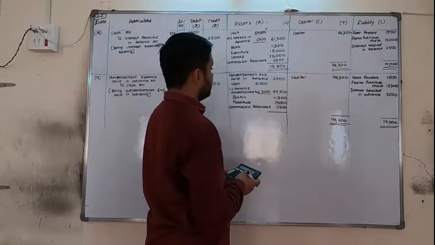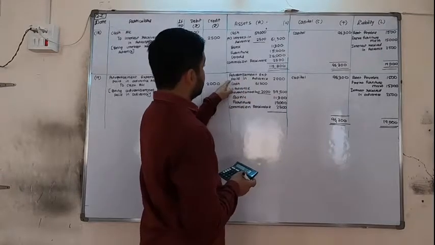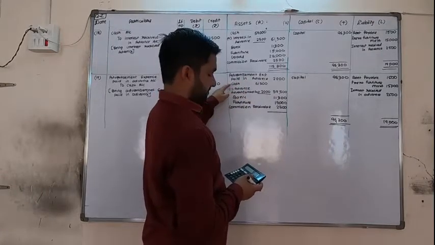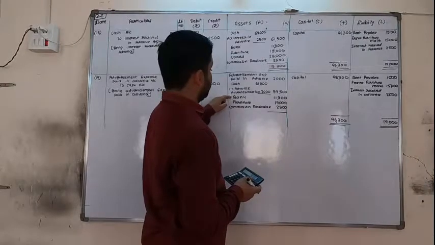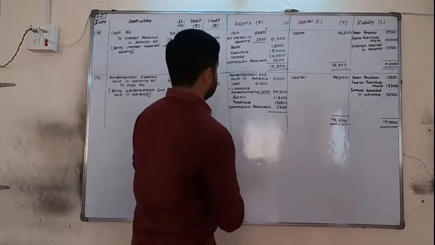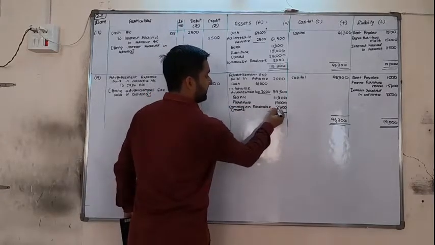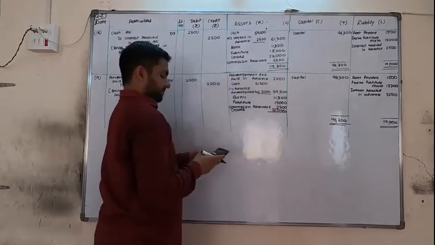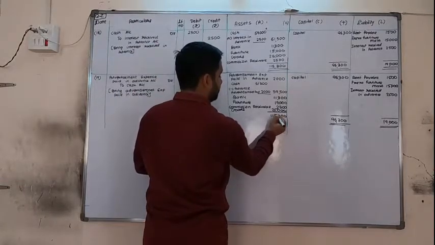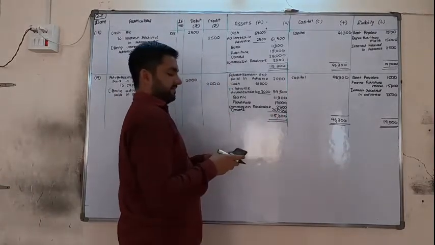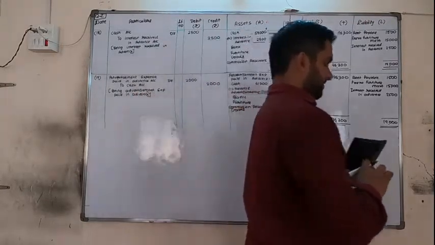Missed something, right? Advertising, cash I got, bank I got, furniture, goods are left. Goods 25,000. 115,300 and 96,300 plus 19,000. So again it is 115,300.